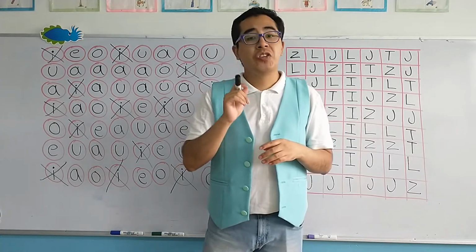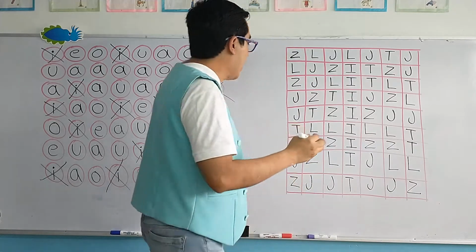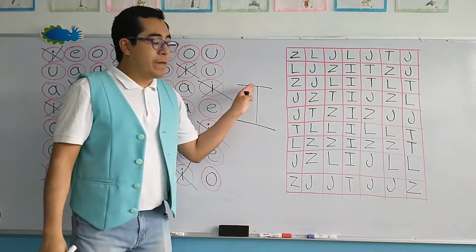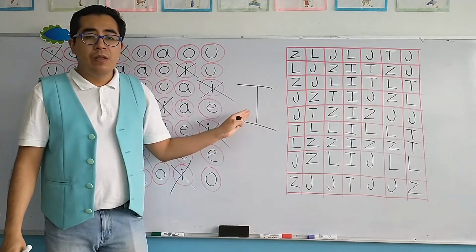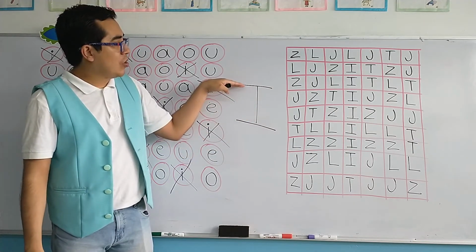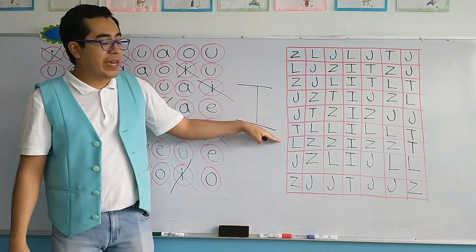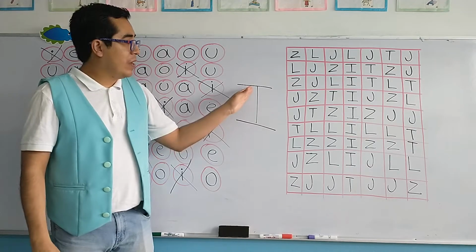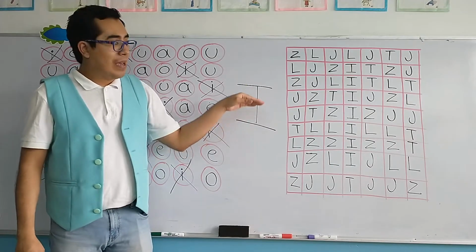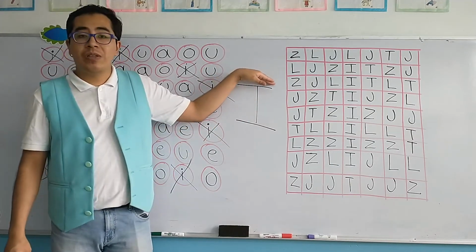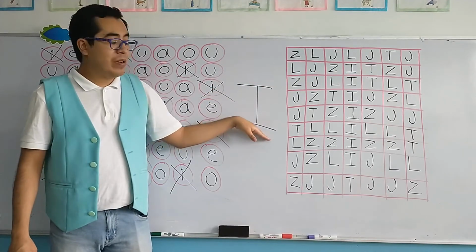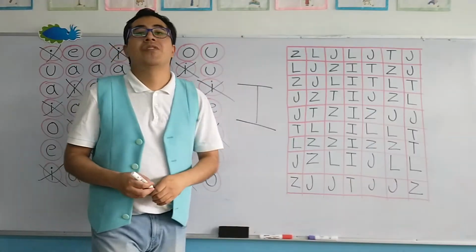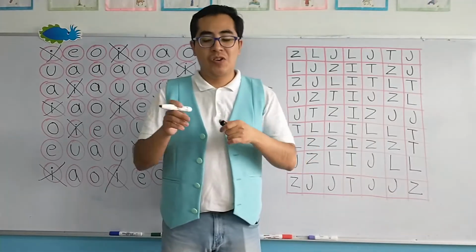Now remember, the shape and form of capital I is like this. A vertical line in the middle, holded by horizontal line up and horizontal line under. Recuerden que la I mayúscula tiene una línea vertical en medio, en una línea horizontal en la parte de arriba y una línea horizontal en la parte de abajo. Capital I. So, once again, let's check the exercise.